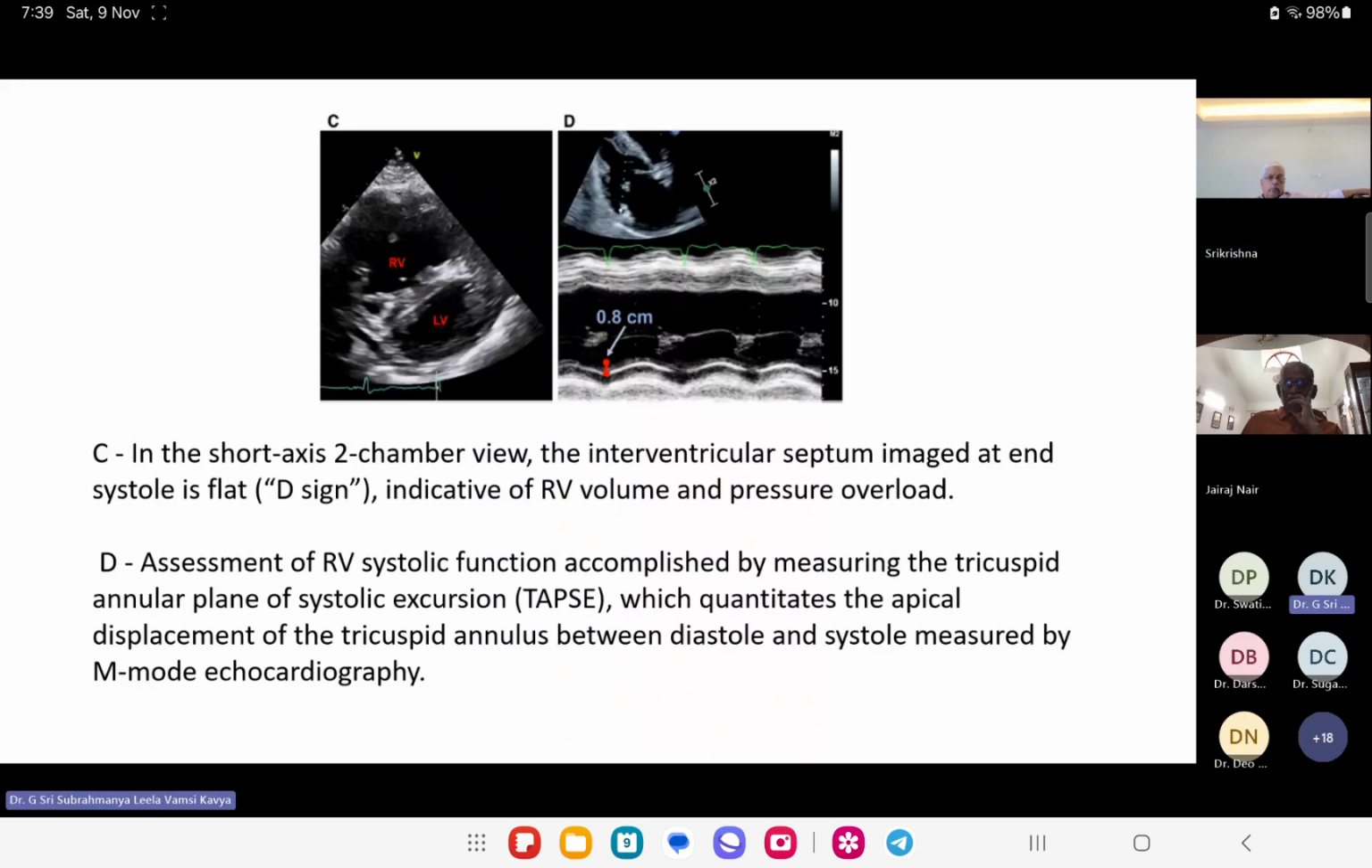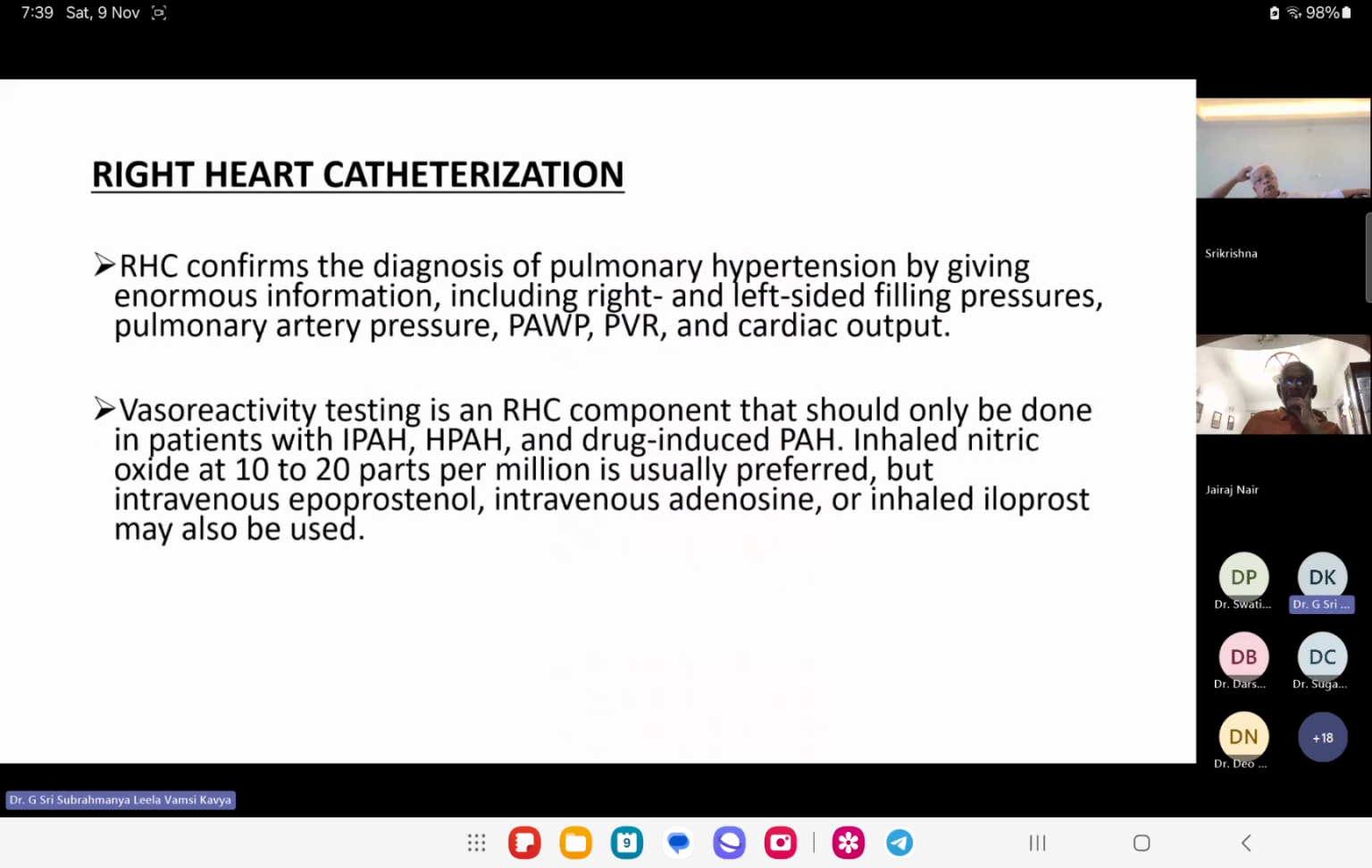Right heart catheterization. The RHC confirms the diagnosis of pulmonary hypertension by giving enormous information, including right and left-sided filling pressures, pulmonary artery pressure, wedge pressures, pulmonary vascular resistance, and cardiac output. Vasoreactivity testing is an RHC component that should only be done in patients with idiopathic or heritable pulmonary arterial hypertension and drug-induced PAH. Inhaled nitric oxide at 10 to 20 parts per million is usually preferred, but intravenous epoprostenol, intravenous adenosine, or inhaled iloprost may also be used.